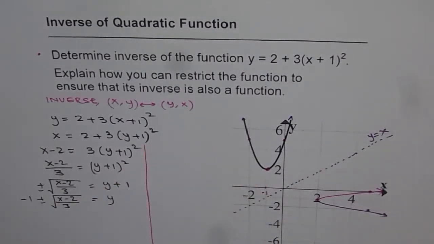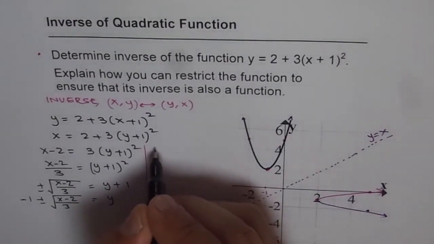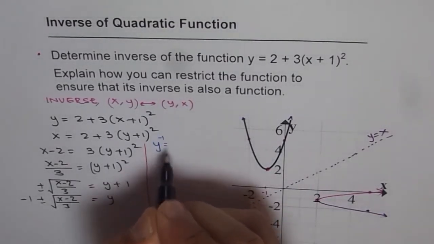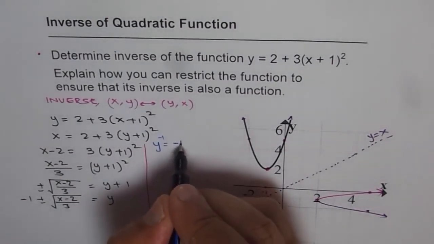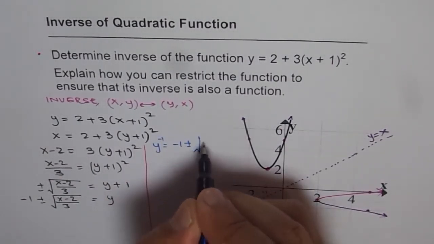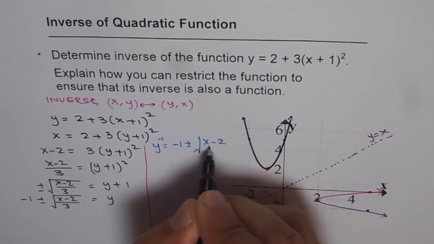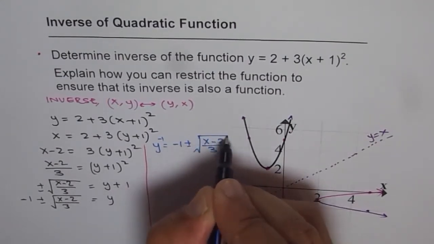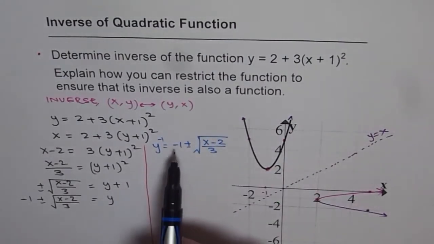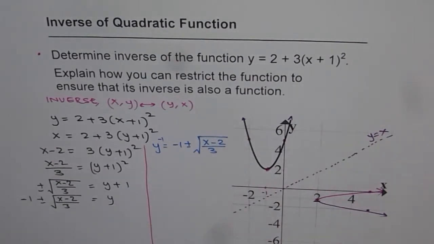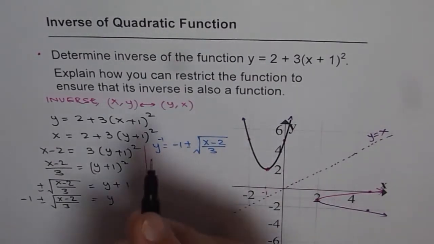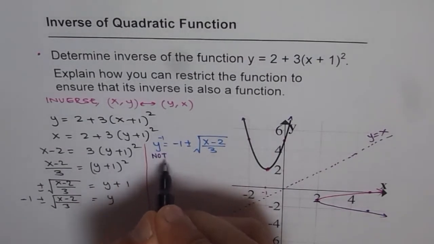So we have the inverse of the function here, and let me write it down clearly here, that is y inverse is equal to minus 1 plus and minus square root of (x minus 2) over 3, correct? Now since we have plus and minus, it is not a function, correct? So that's very clear. So this is not a function.